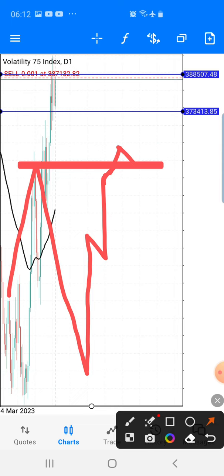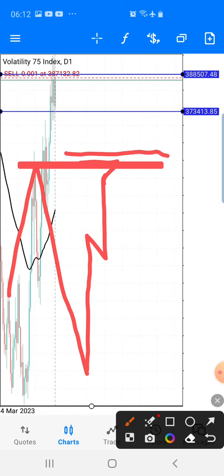That's the question you need to ask yourself. Where are they going to be setting their stop loss? So people who are selling at resistance level, their stop loss is going to be here at resistance or a little bit above resistance level.